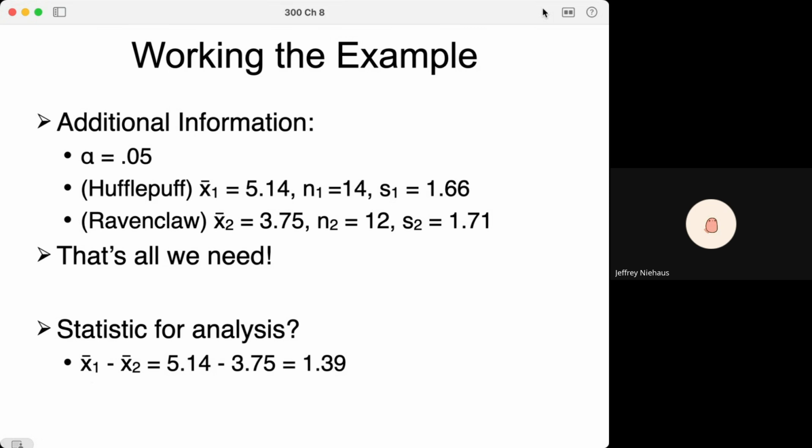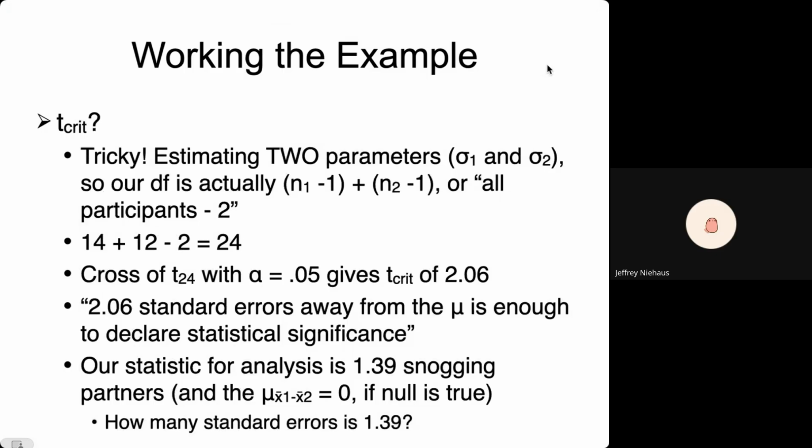Hufflepuff mean minus Ravenclaw mean is 1.39. 1.39 snogging partners is what separates these two means for these two samples. Is it statistically significant? We don't know yet. When we finally figure out our test ratio, we're going to have to compare it to a critical value as always. But here's the new part that we hadn't covered in class yet.